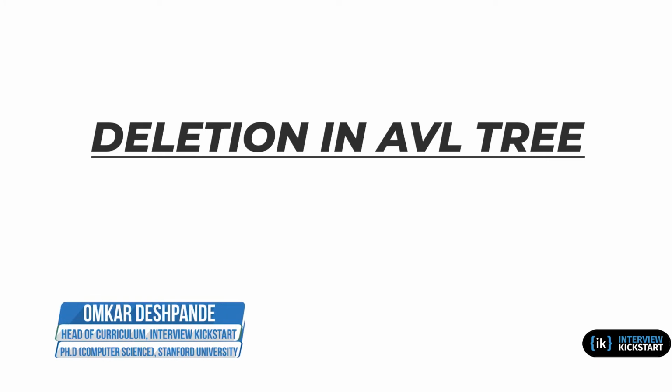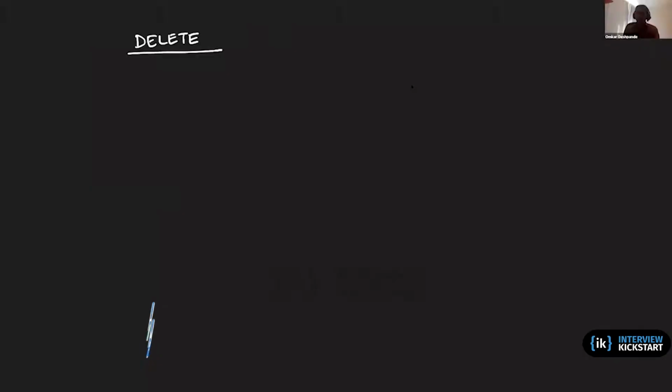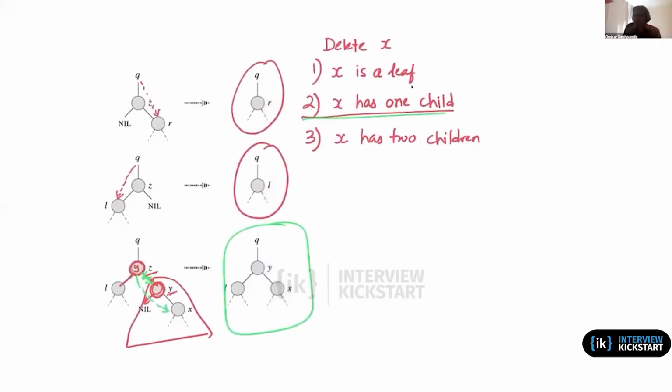Okay, let's look at deletions now. So recall that in general, when we delete a node, I think at the beginning we had seen that there are three cases we are in. If we delete a leaf, in the old way of doing things, there was nothing more to do. If we had to delete one child also, that was relatively straightforward.